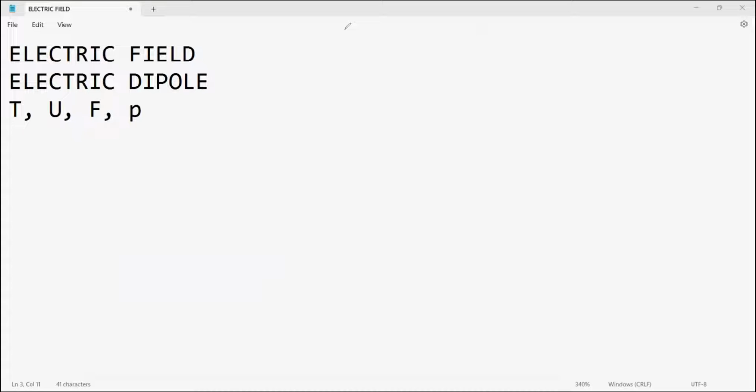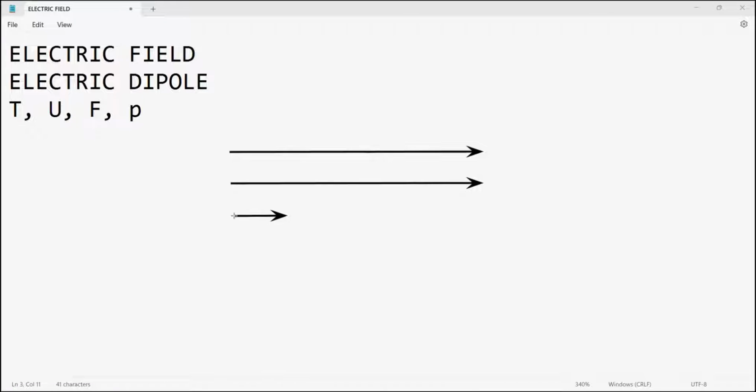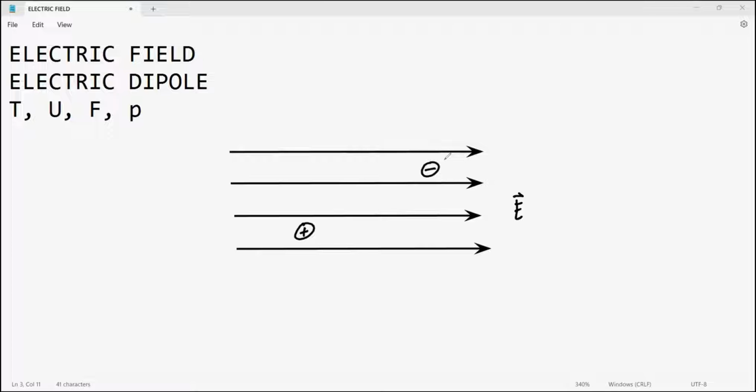Let's have a quick example pertaining to force and torque on an electric dipole. So imagine I've got here a uniform electric field, with vector E. In the uniform electric field, I've got a dipole. Let's say this is my positive charge and my negative charge. Let's assume that they've got the same magnitude, but they've got opposite charges. So this is my negative Q, and this is my positive Q. If that is the case, then I can say that this is a dipole.